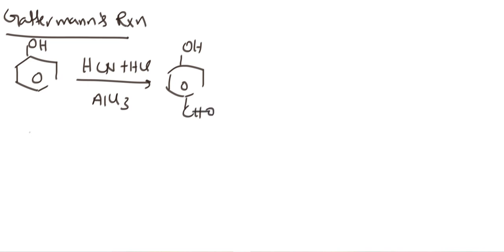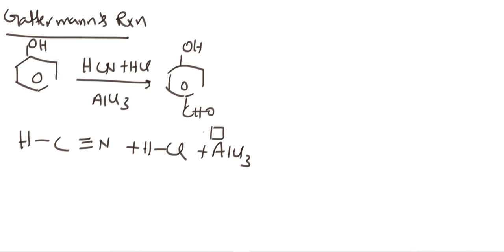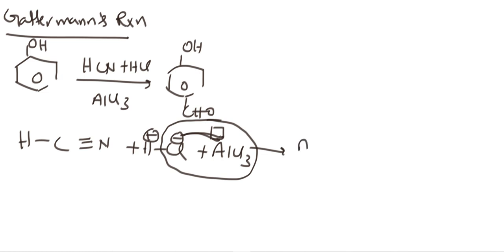First, I'll tell the mechanism of this one. You write it. This is HCN treated with HCl plus AlCl3. So AlCl3 having an empty orbital, H plus, Cl minus. The Cl minus is connected to AlCl3 and forming AlCl4 minus. Then the H plus is connected to nitrogen.